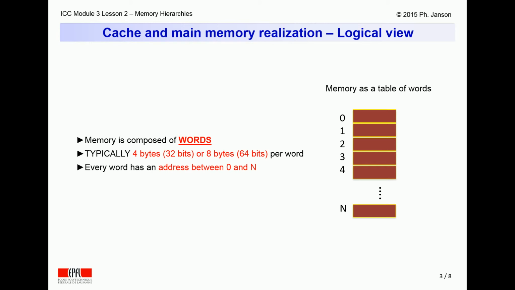Logically, the processor sees the cache-main memory combination as an array of so-called words, where words are typically 4 or 8 bytes long, meaning 32 or 64 bits. Every word is identified by a sequential number, called its address in main memory, which ranges between 0 and n, where n is the size of the main memory.